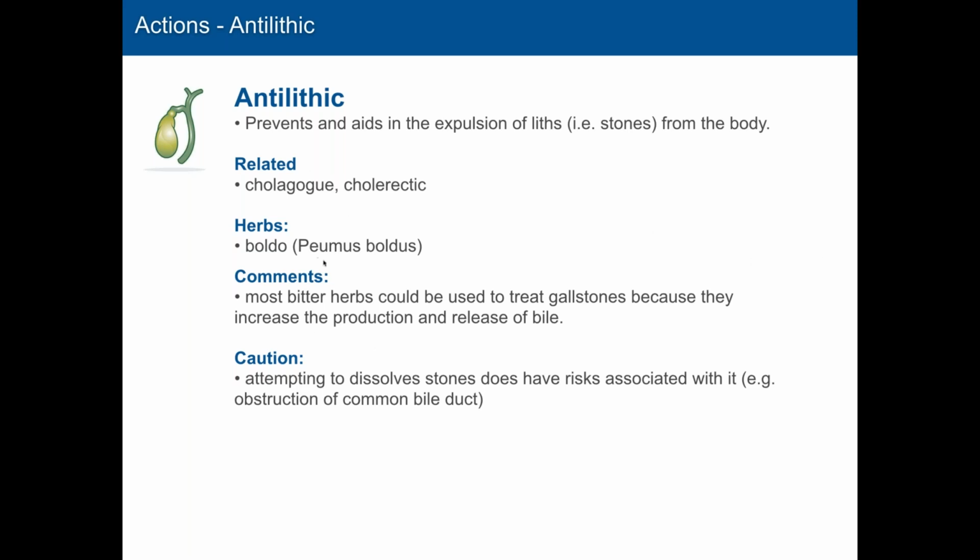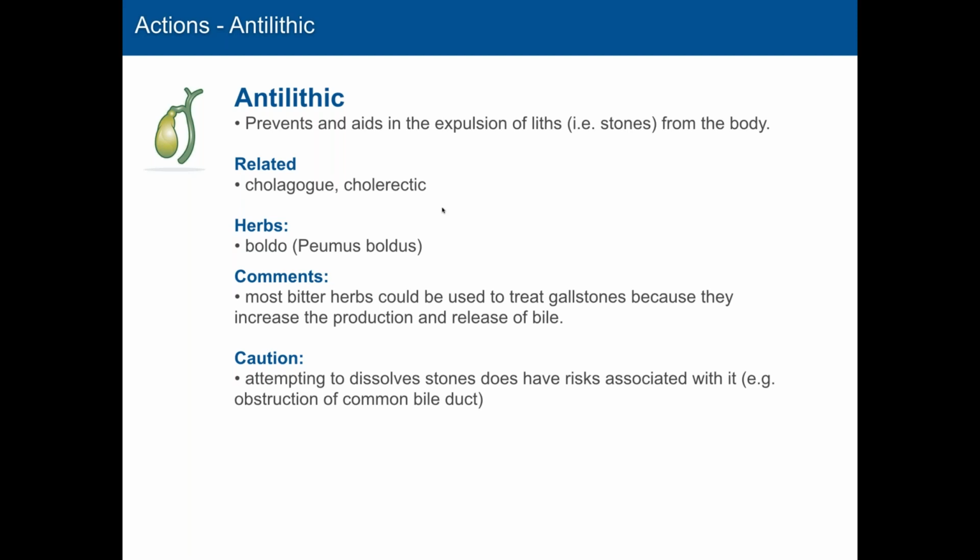The way these anti-lithics work, as I mentioned, is they increase production and the flow of bile. So the anti-lithic effect is associated with the cholagogue and choleretic effect. If you know a herb is a cholagogue and a choleretic, by deduction, you're going to know it's an anti-lithic for gallstones. Now, there are some anti-lithic herbs used for kidney stones that may not necessarily work for gallstones.